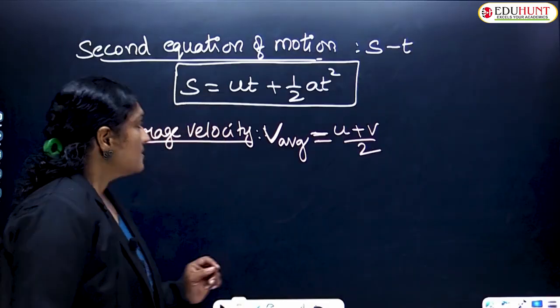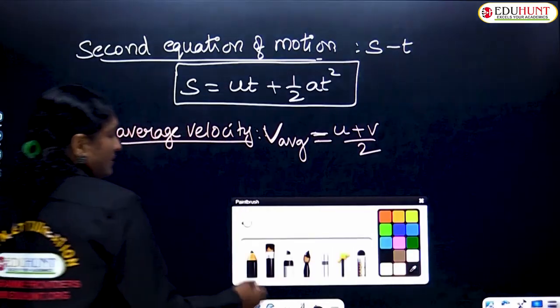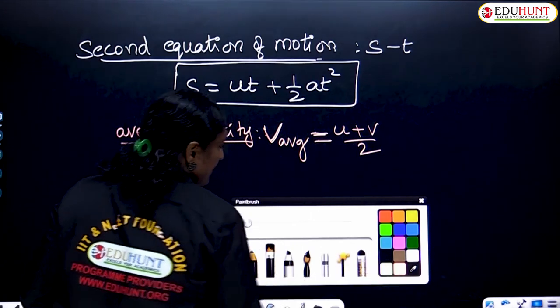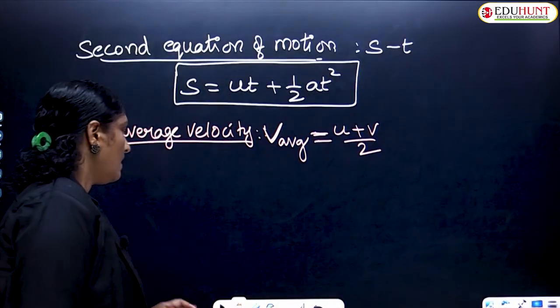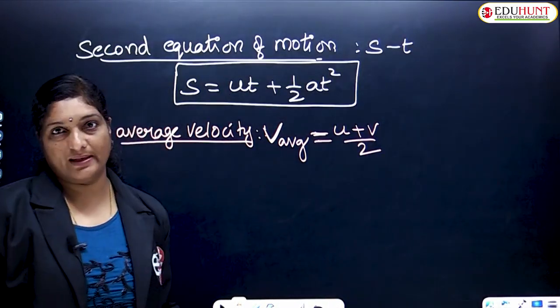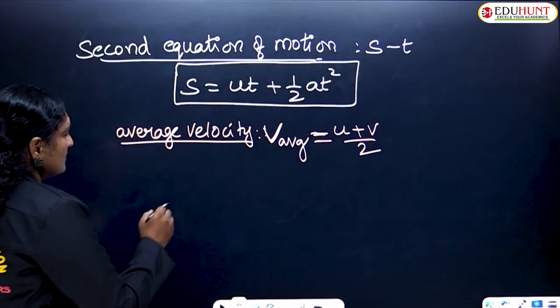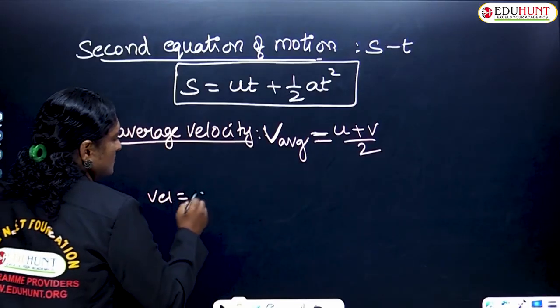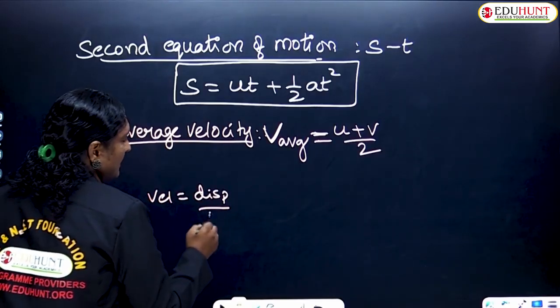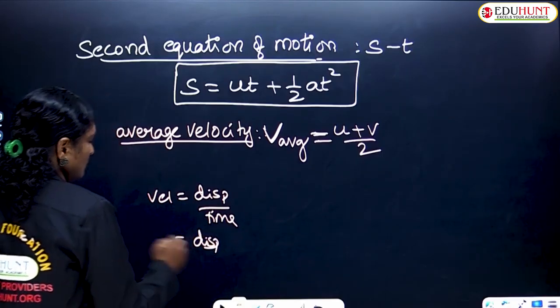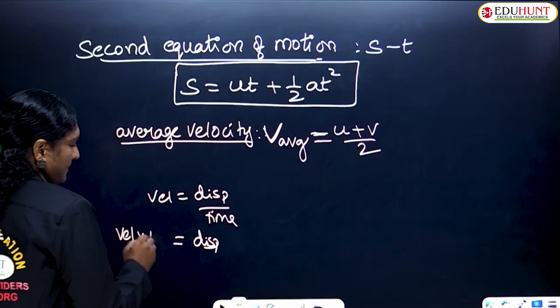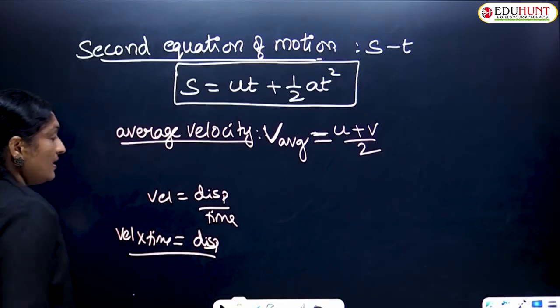Isn't it, children? So now we know that speed equals distance by time, or velocity equals displacement by time. As we know that velocity equals displacement by time, I can write displacement equals velocity into time. So what is the formula, children?